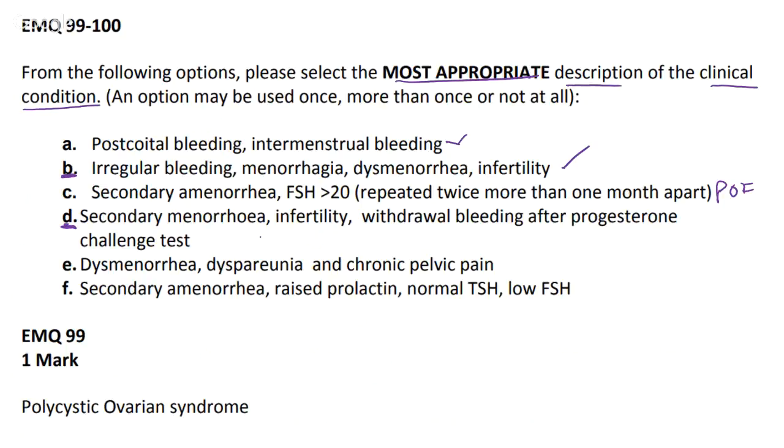Okay, dysmenorrhea, dyspareunia, and chronic pelvic pain. I think they meant amenorrhea. This one, what do you guys think this is? It could be PID. In some situations, it might be fibroids. There's many things that it could be. Raised prolactin, normal TSH, low FSH.